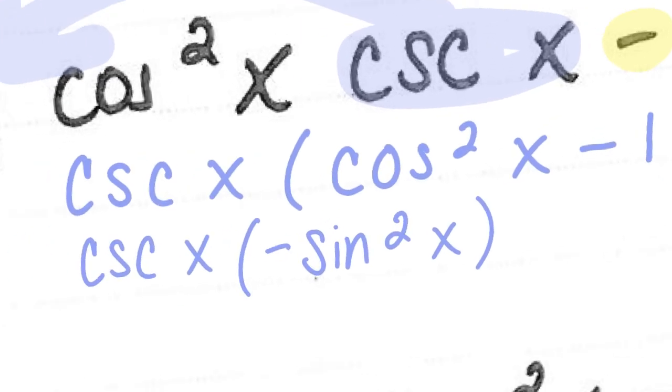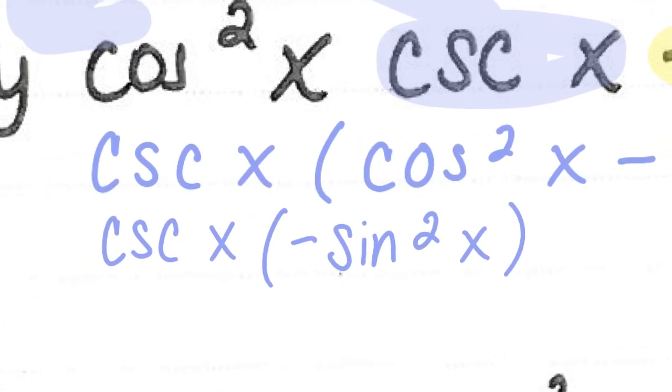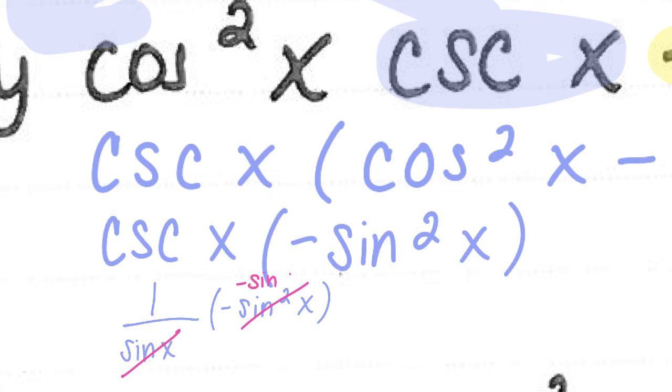Well, I also know that the cosecant of x is 1 over, because I know my reciprocal identities, so this is equivalent to 1 over the sine of x. And I know that sine of x can go into negative sine squared x, negative sine of x times, and anything times 1 is itself. So the answer here is negative sine of x.